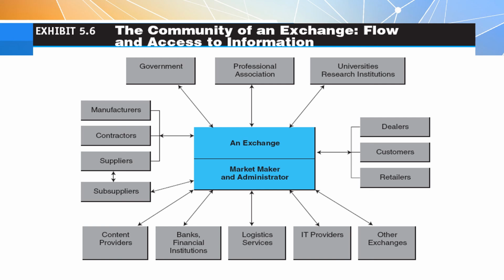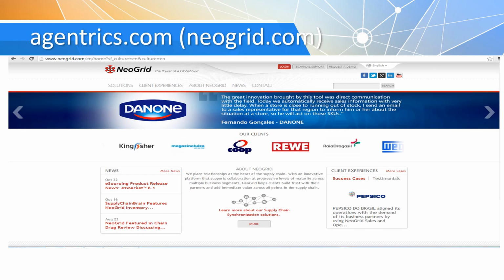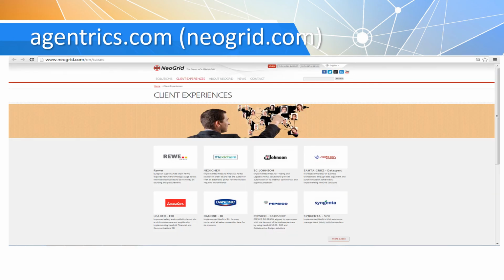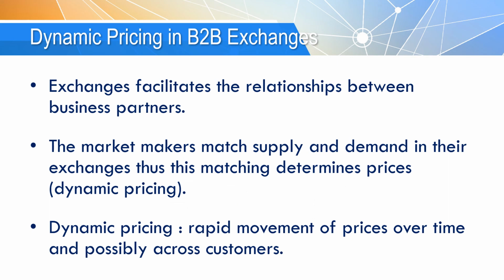So ini contoh options, the community of an exchange, flow and access to the information. So the exchange ni biasanya it will involve a lot of parties lah, siapa-siapa sahaja, marketplace. It can be the dealer, it can be the customer, it can be the retailers, okay, it can be government, professional association and many more. Okay, contoh company yang provide exchange. Okay, ini contoh lagi. Okay, so another concept yang ada ialah dynamic pricing.